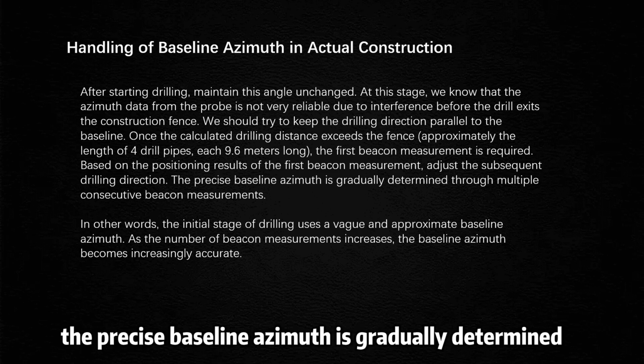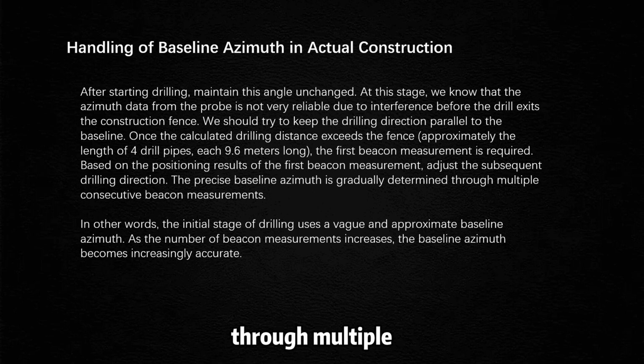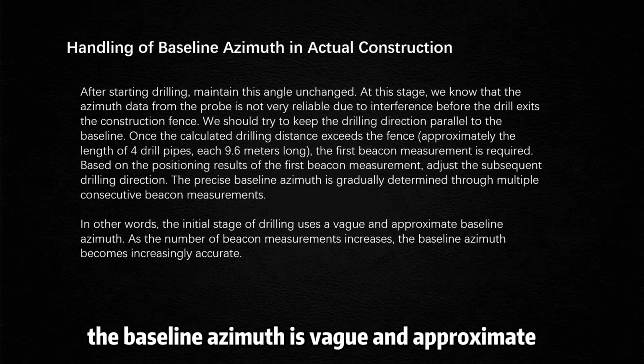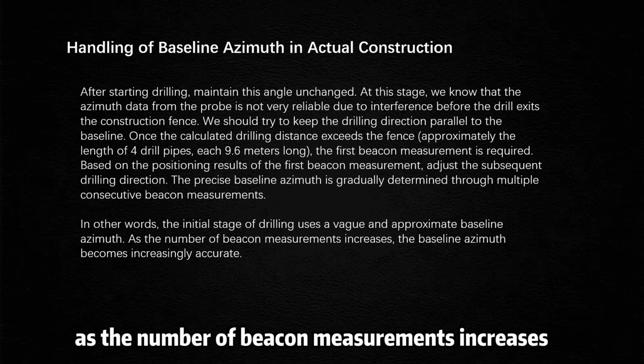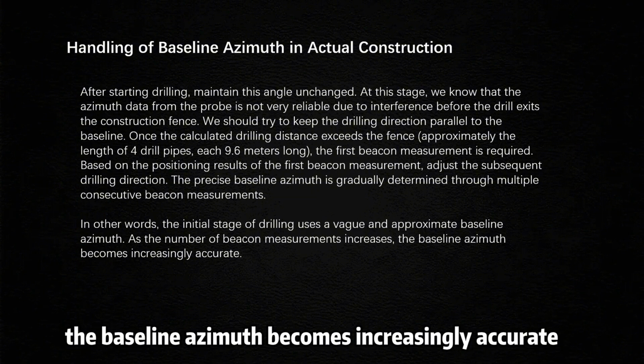The precise baseline azimuth is gradually determined through multiple consecutive beacon measurements. In other words, the baseline azimuth is vague and approximate in the initial stage of drilling. As the number of beacon measurements increases, the baseline azimuth becomes increasingly accurate.